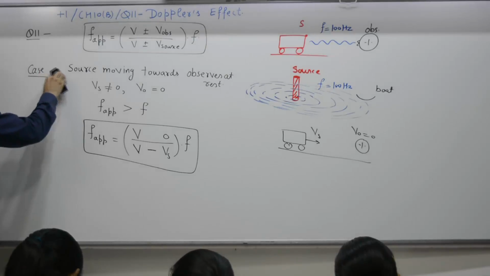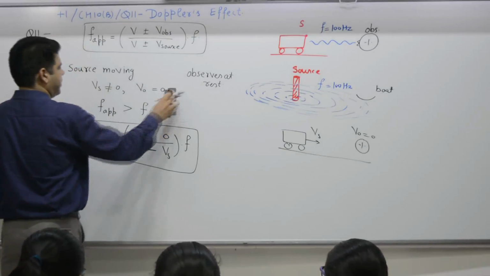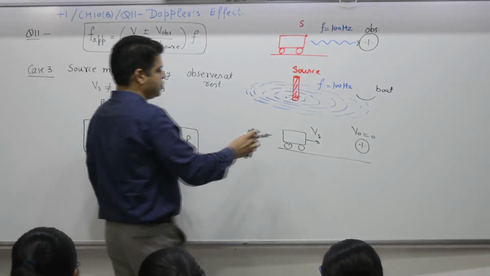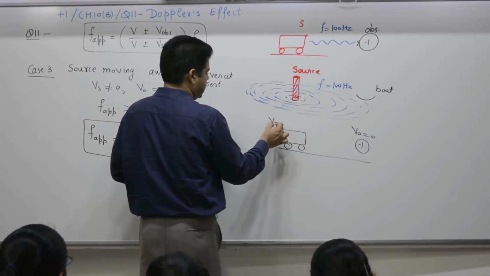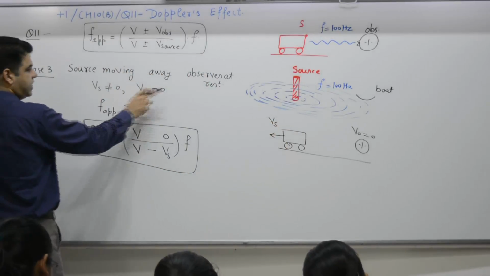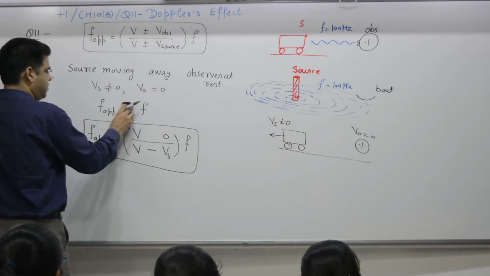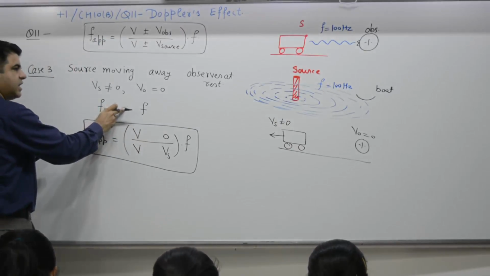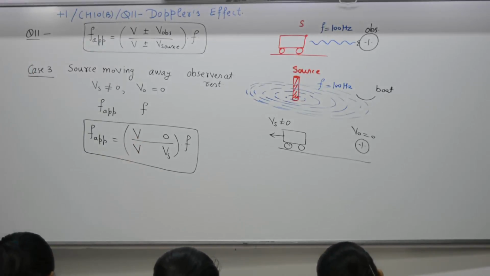Case number 3. Source moving away. I will draw the diagram and you will write the expression. Source, train is moving away from observer at rest. This is the diagram. Vs is not equal to 0, it is moving away. Observer is at rest. Try. First you have to write whether it is greater than or less than. Second you have to write whether it is plus or minus. 2 minutes with you.